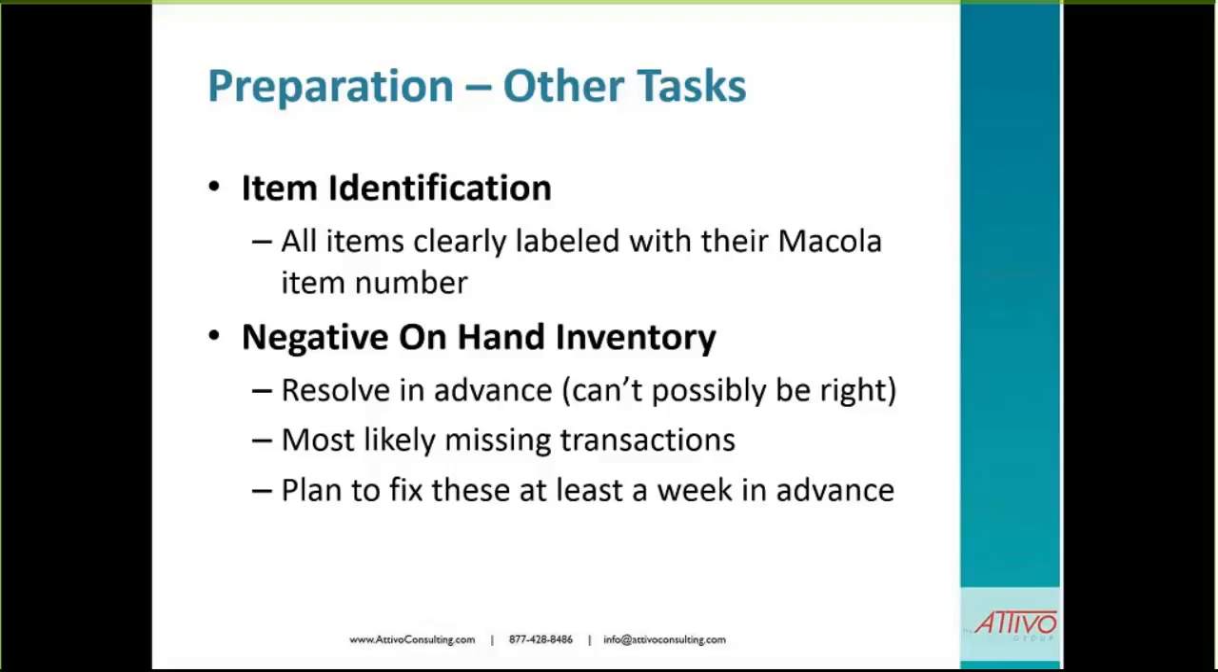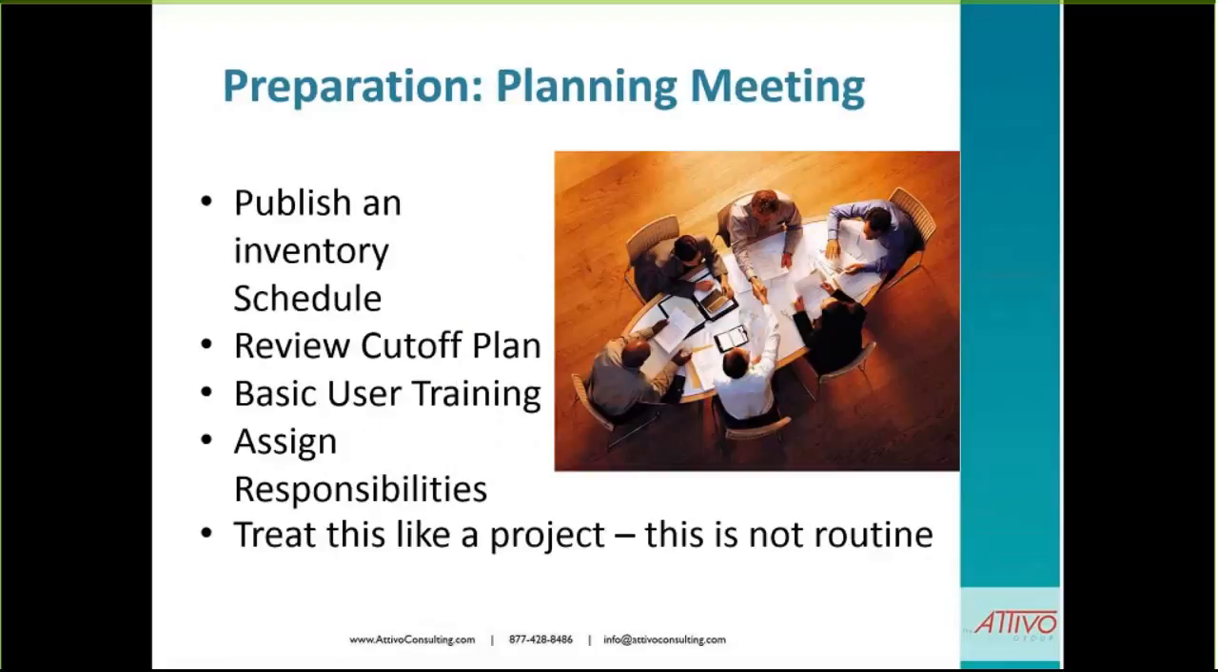The thing is, you want to plan to fix these at least a week in advance, and you say at least a week in advance, but the bottom line is it could happen the day before you take your physical inventory. Get rid of all your negative on-hand inventory. I don't say get rid of it by getting it out of the system. You need to make sure that all the transactions are processed and posted so that your inventory is accurate at the freeze date.